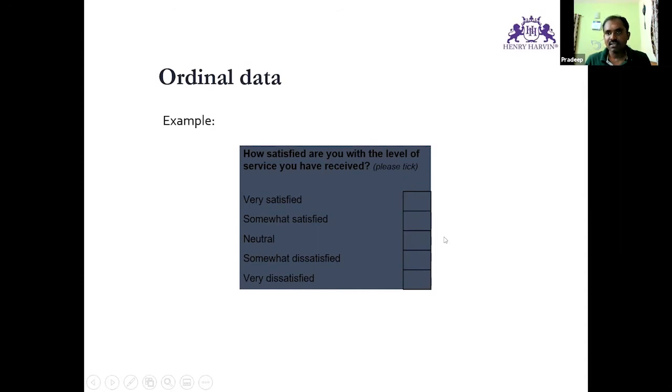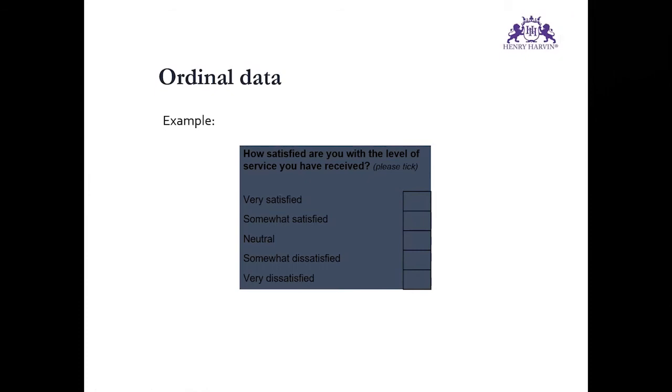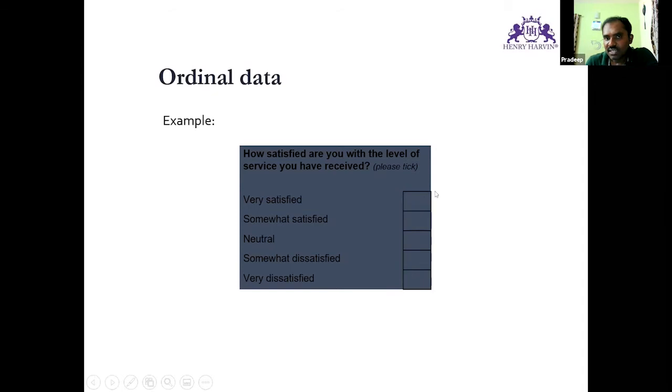Can you tell me what is the big challenge? This is very subjective, right? Yeah. So that is a problem. So trying to make subjective data into objective is the challenge that we have. So basically, we don't know what is the level of difference between very satisfied and somewhat satisfied. Am I right or not? Yeah. Okay. So there is no proper measurement. So that is the biggest problem with ordinal data.